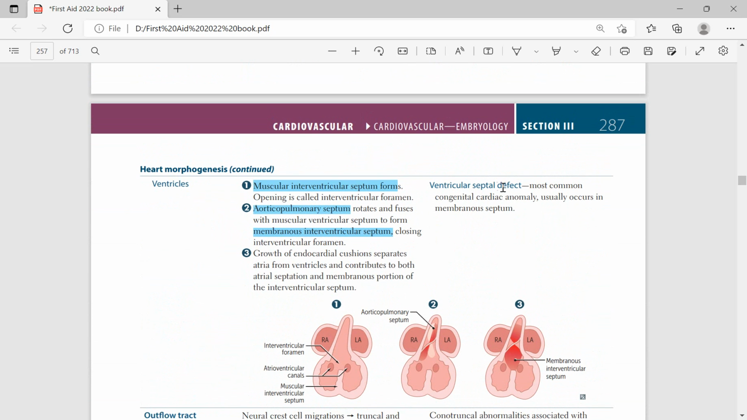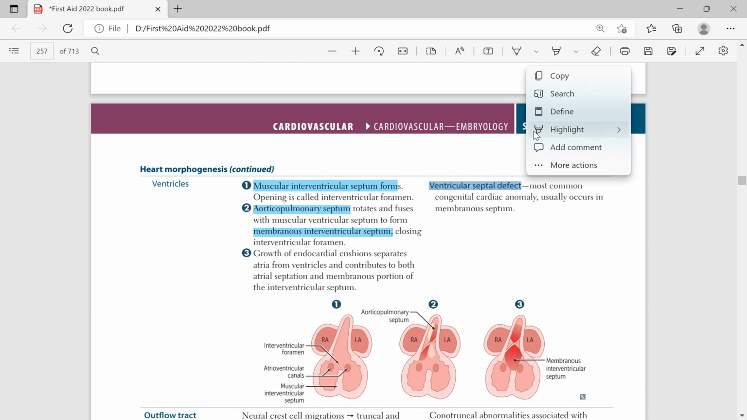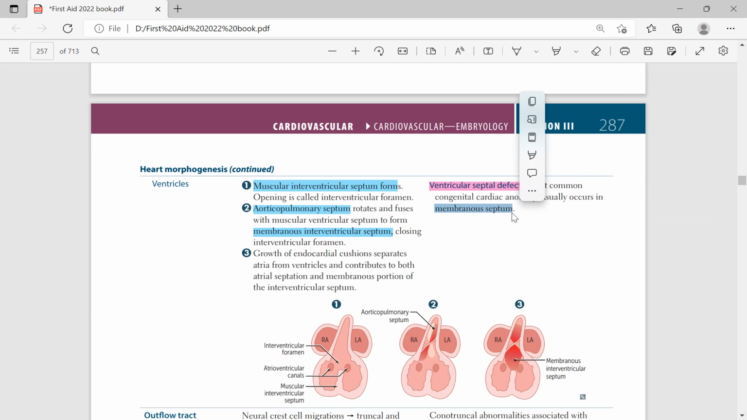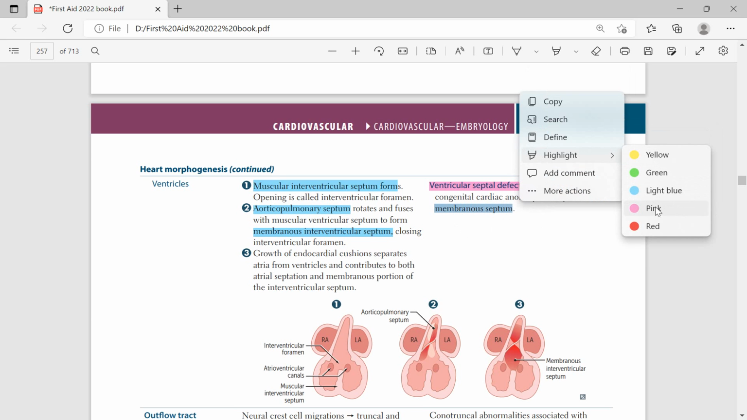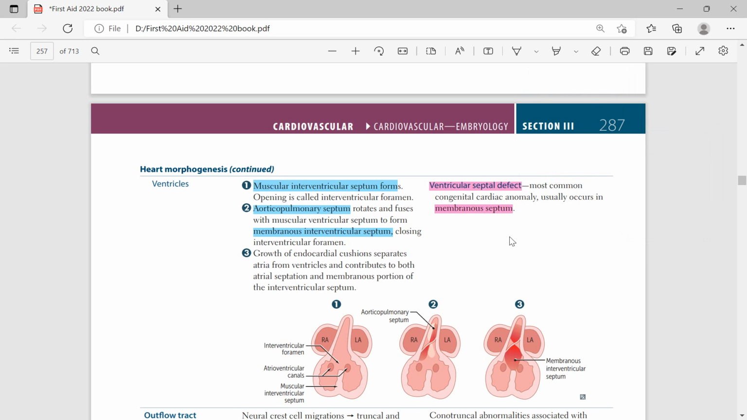So ventricular septal defect is the most common congenital cardiac anomaly, and it usually occurs in the membranous septum. Remember it: ventricular septal defect occurs in the membranous septum. The membranous septum forms from the aorticopulmonary septum.